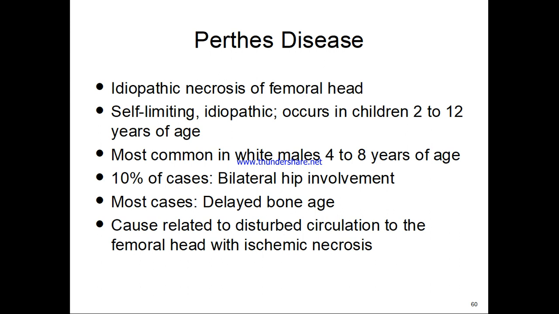Perthes disease is an idiopathic necrosis of the femoral head. So the femoral head turns black and dies and loses blood supply, and it's idiopathic in that we don't know why it happens. But it seems to happen in children ages 2 to 12 years of age. It's actually most common among white males ages 4 to 8 years of age, and we're not really too sure why. 1 out of 10 cases, it happens bilaterally.